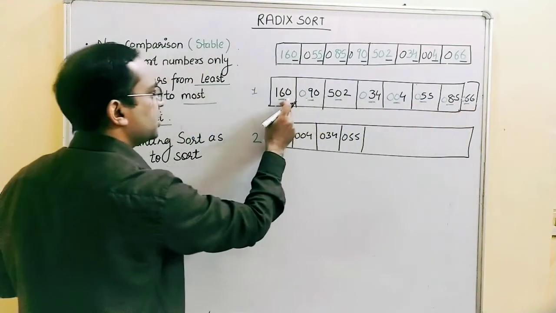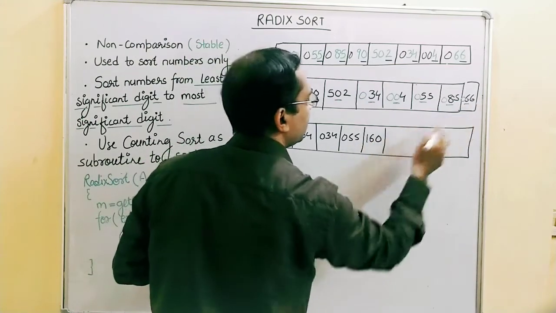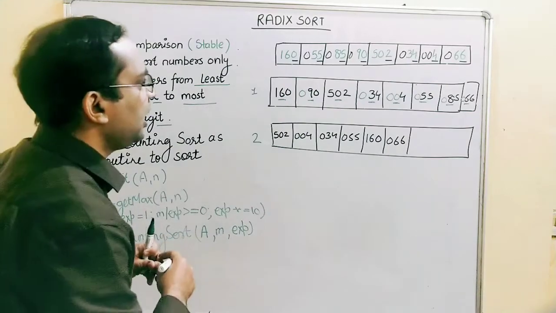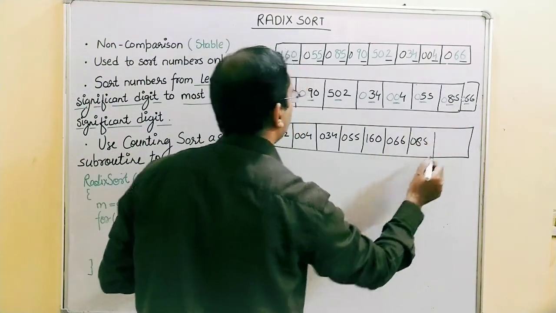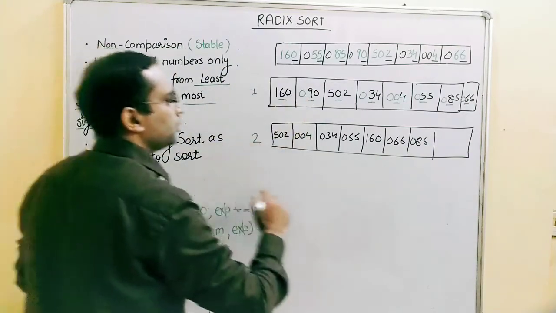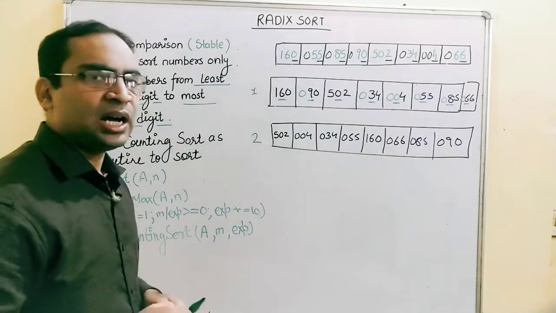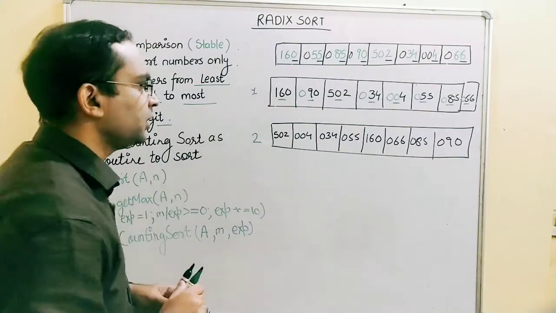We have two options in 6, and this is already in place, so 160, and then we have 066, and after 6 we have this 8, so we'll have 085, and finally we have this 9, so this will be 090. So this is the second pass we had done on the basis of the tens place of the digit.